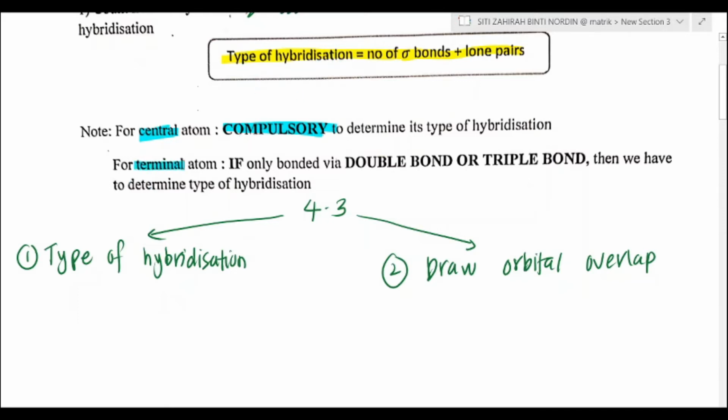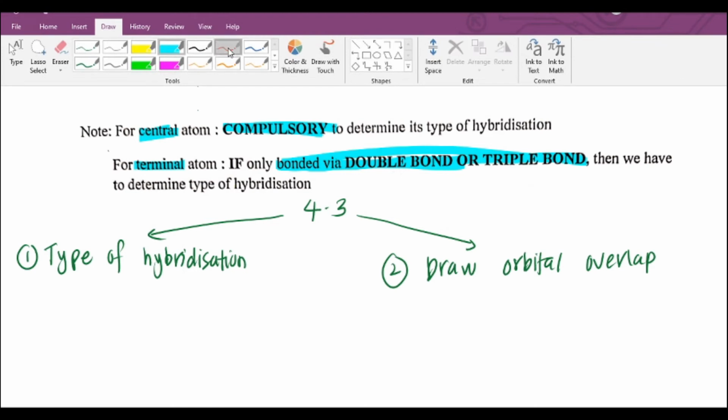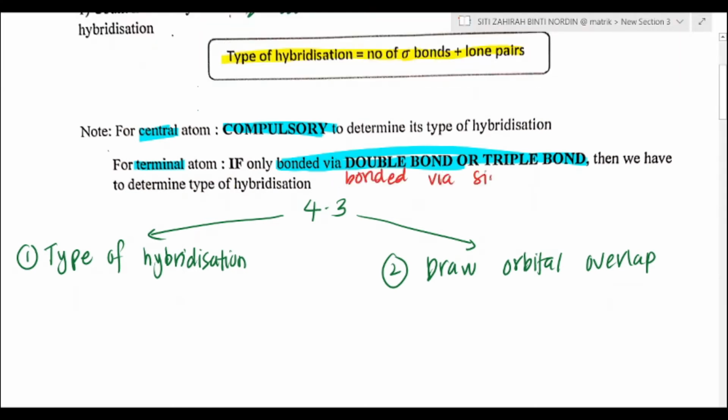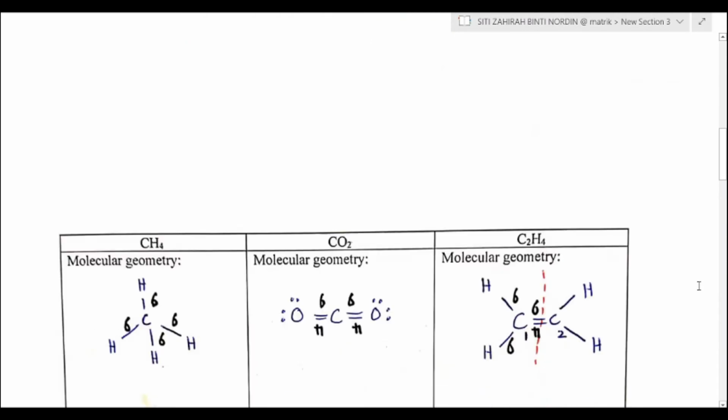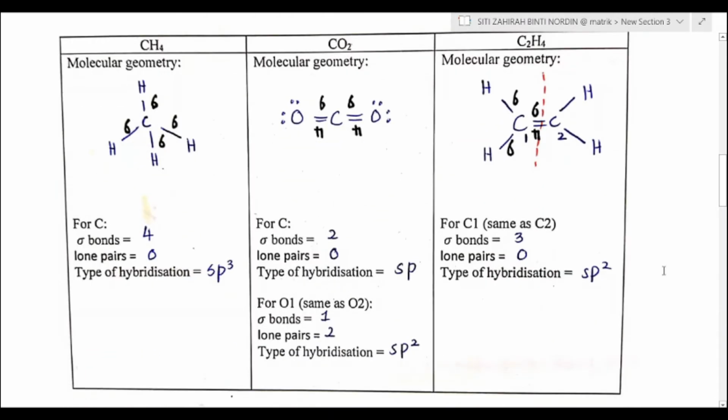For a terminal atom, only find it if your terminal atom is bonded via a double bond or triple bond. If your terminal atom is bonded via a single bond, then you don't do anything. So let's try this molecular geometry on page 48.